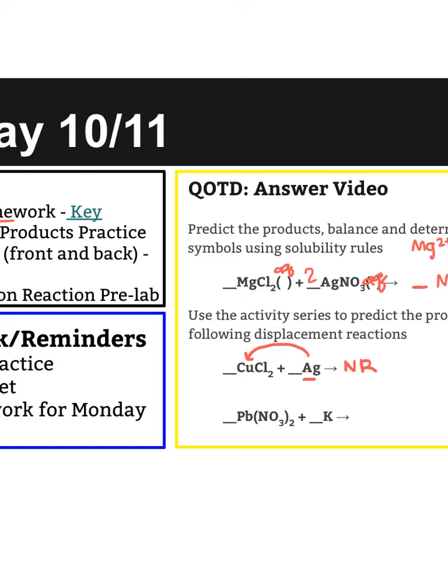Next, I'm going to look at my potassium. When I find potassium on my activity series, I see potassium is higher than lead. So it's going to kick the lead out. So I have solid lead, and I have potassium nitrate.